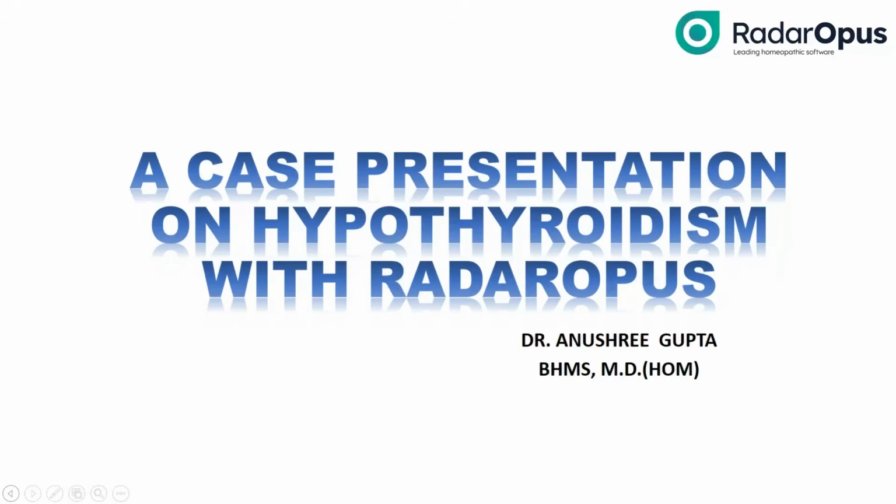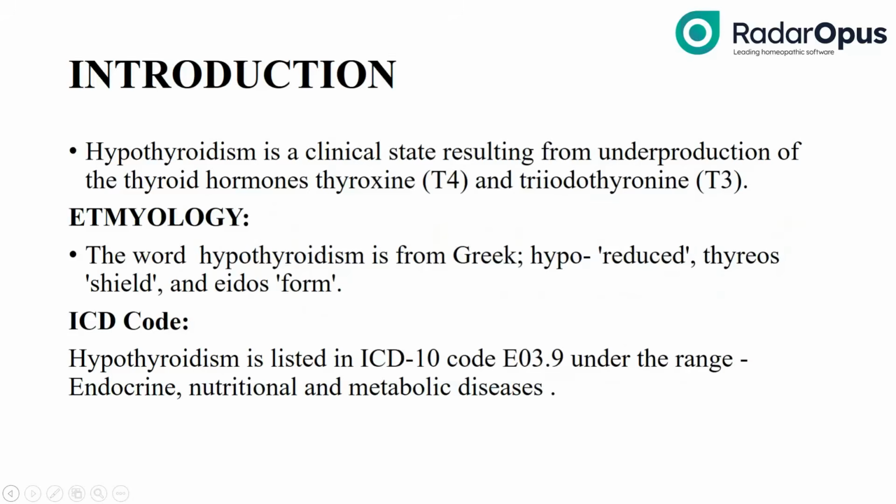Now we will start with a basic introduction about hypothyroidism. So, hypothyroidism is a clinical state resulting from underproduction of the thyroid hormones that are thyroxine or tetraiodothyronine T4 and triiodothyronine T3.